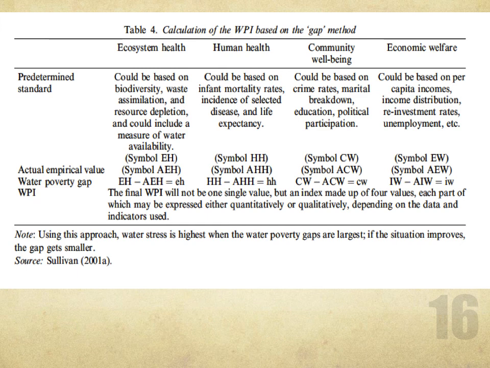Standards are denoted by EH, HH, CW and EW, and the actual empirical value is then denoted with a symbol AEH or AHH, ACW or AEW, quite simple. And because you want to assess the gap, because you are talking in terms of how much the situation is deviated from the actual standard.